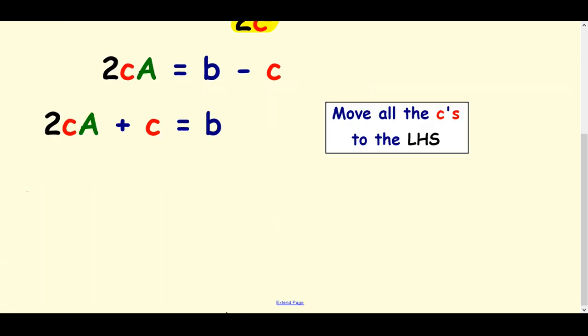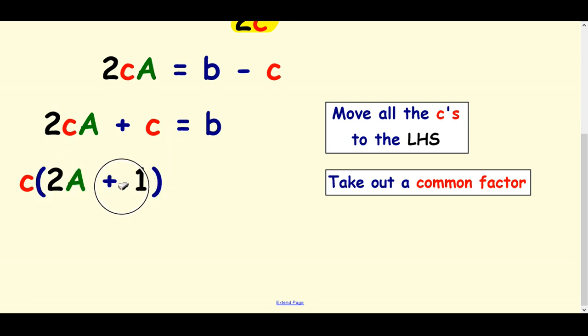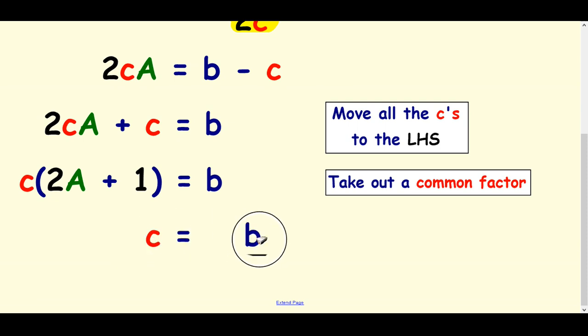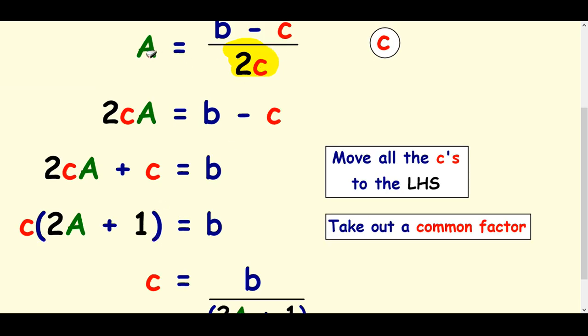And then again, you'll notice the same thing happening. You want to take out a common factor of c. So that will give you 2a plus, now it's not c times c that makes c, it's c times 1. And again, to finish off, we can divide by all of that bracket at the same time. b over 2a plus 1. Notice I've kept the brackets in this time. It doesn't really matter. So similar ideas, the only difference there, I got rid of the fraction right at the start by multiplying because it was dividing by 2c.